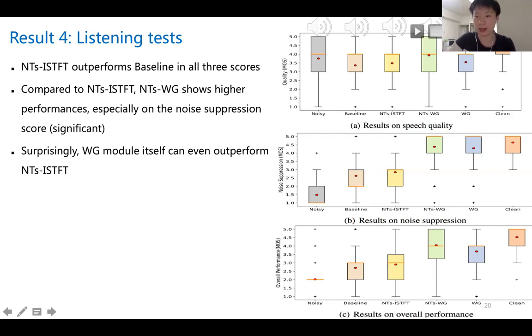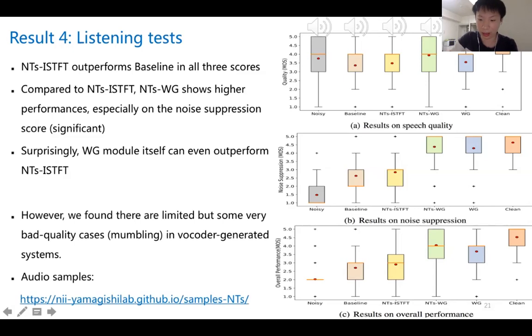So you may hear some mumbling content in the end part of this sample. So yes, although the vocoder-generated systems outperform ISTFT-generated systems on average, we found there are limited but some very bad quality cases in vocoder-generated systems. This means the vocoder systems are not stable. So improving the robustness of vocoder-generated systems will be our future direction. And for more audio samples, you can check this website if you have interest.